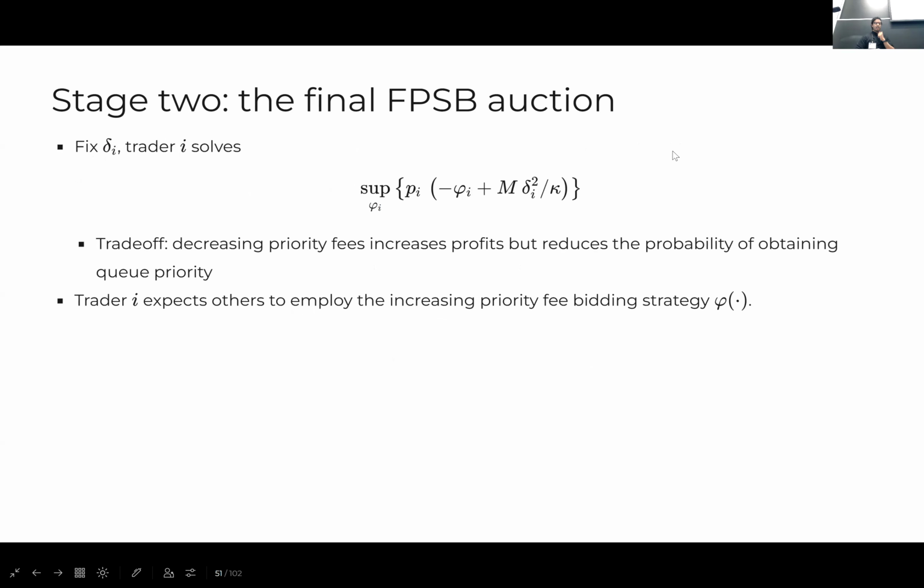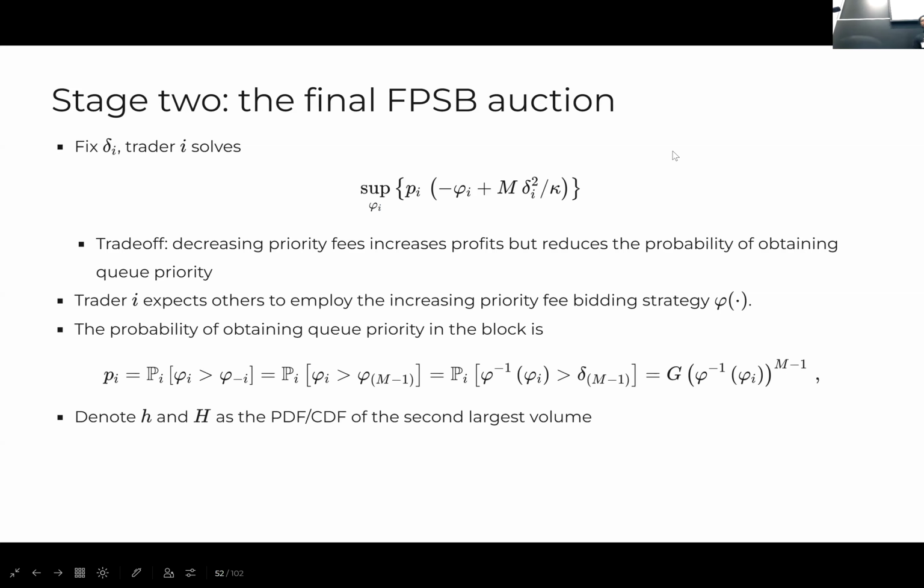And to solve the equilibrium, I'm just going to assume that all my competitors are playing the same strategy phi. It's a symmetric game. And I will assume that it's an increasing function of their signal. Of course, the stronger their signal, the more they want to trade, okay? And the more competitive they will be. So I will assume that my phi function is an increasing function of the signal.